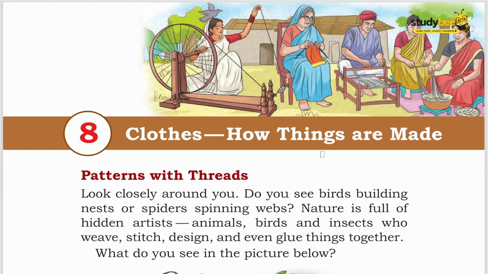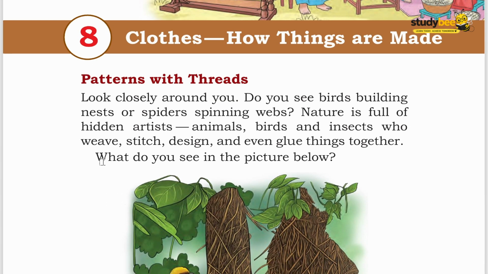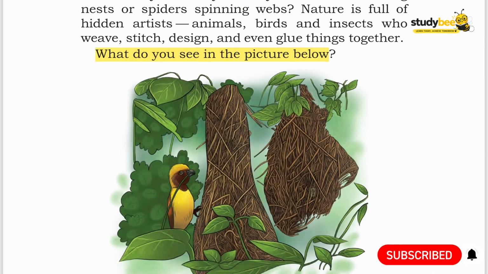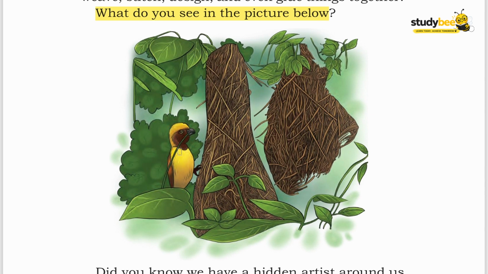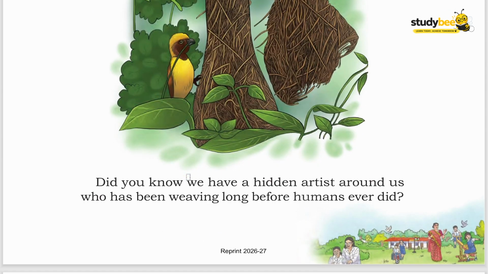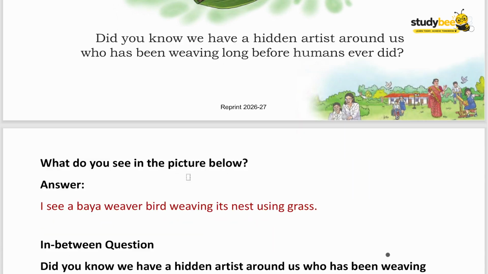So let's see our first question. What do you see in the picture below? Here you can see a picture is given. What you can see in the picture: you can see there is a bird who is building its nest, right? And which bird is it? It is the male Baya bird. The male weaver bird is weaving its nest using grass. Next.